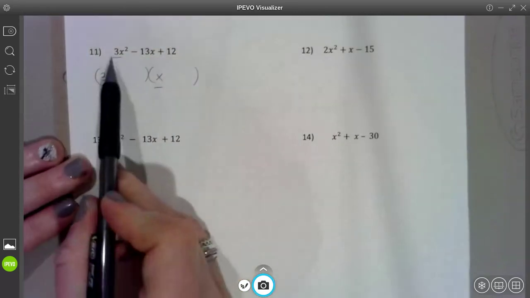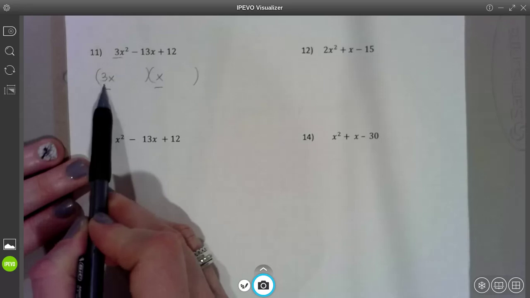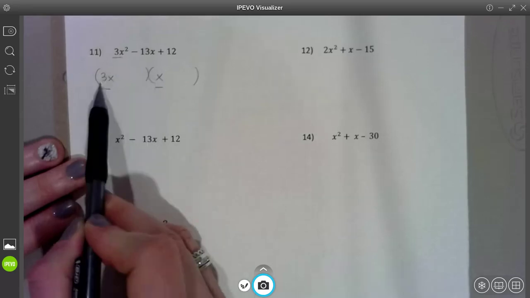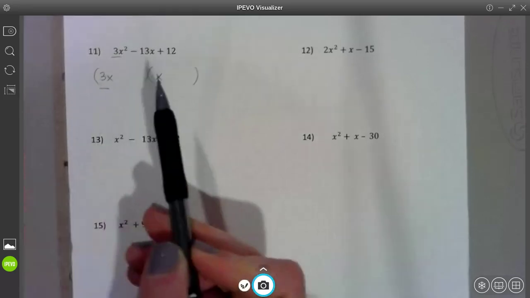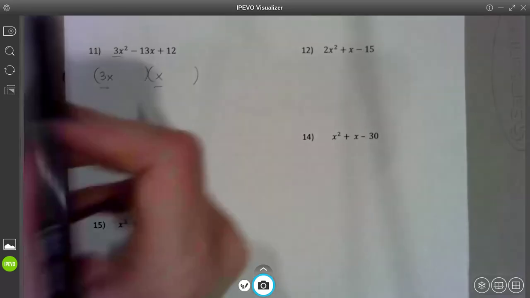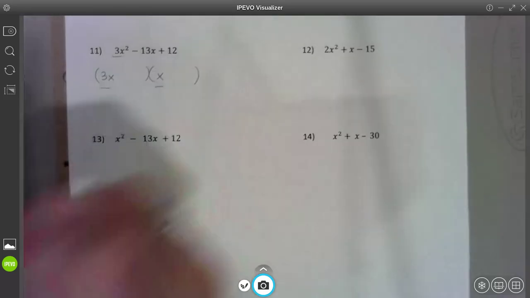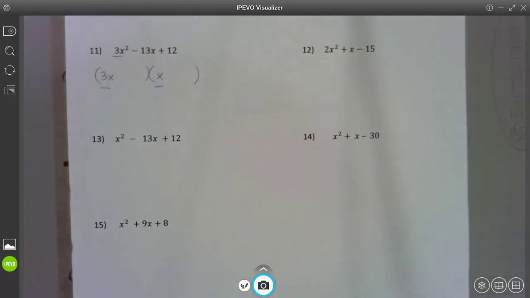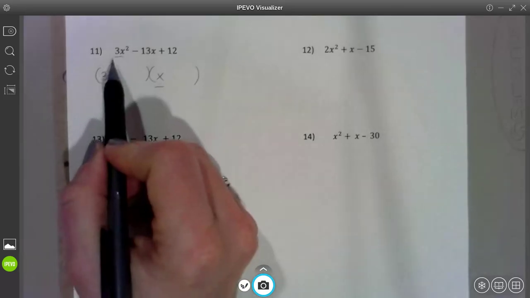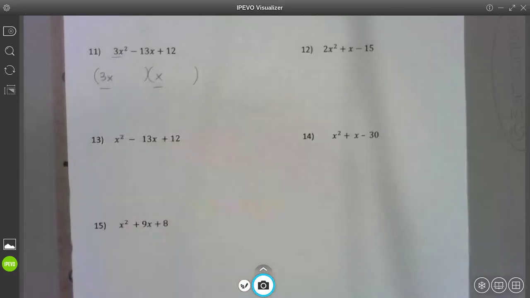If that had been a 4x squared, well, guys, a 4x squared, we could have used a 4x and a 1x, or a 2x and a 2x to create a 4x squared. So luckily, when this number only has one option, that makes it a little bit easier for us, right? You won't see the ones that have a 4x squared until maybe Monday. I don't bring those ones in, where we have to do really a lot of guessing and checking.